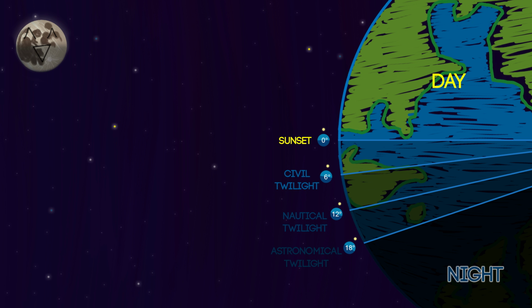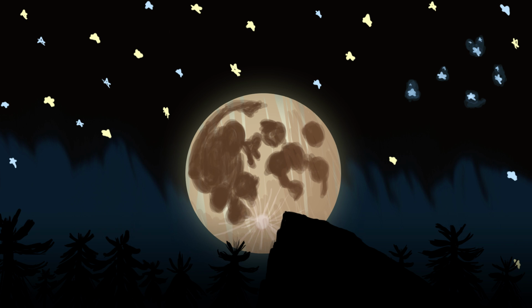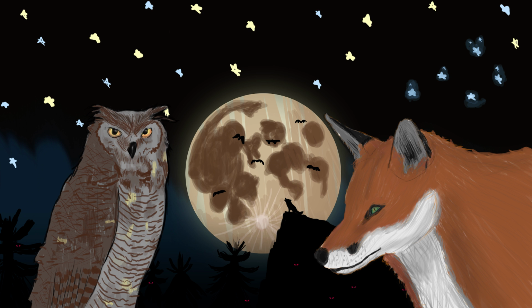After 18 degrees, it is now nighttime. The sky is no longer in a twilight phase. This is the portion where the sun no longer reflects light off the atmosphere and to your position. This is also the time when nocturnal predators such as owls, bats, and foxes start to hunt.